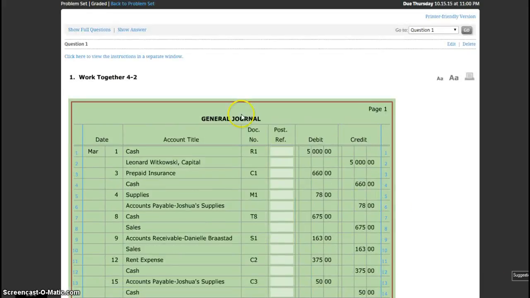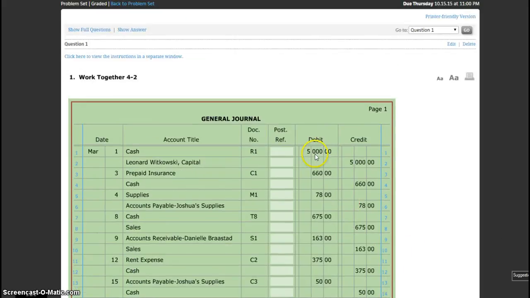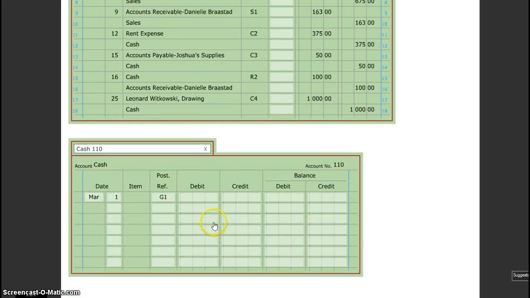Post reference is where did we get this information from. So it's General Journal page 1. So we abbreviate that with G1. And we know that it's a $5,000 debit. So we carry that $5,000 debit down to the debit column.